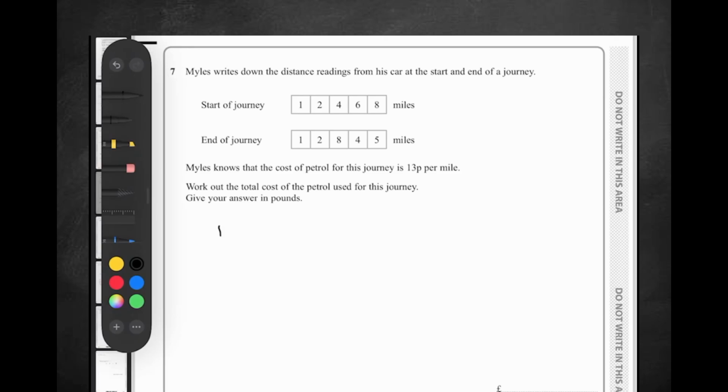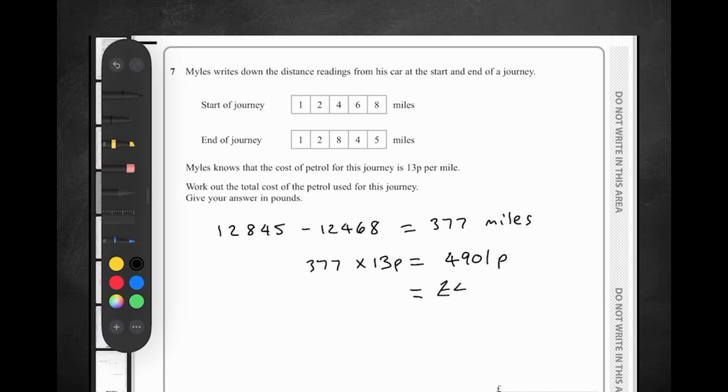So we need to first do 12845 miles minus 12468 miles. I'll put that in my calculator. And I get 377 miles. And we know it is 13 pence per mile. So we'll do that on my calculator, and we get 4,901 pence. But the question wants this in pounds, which is going to be 49 pounds and a penny.